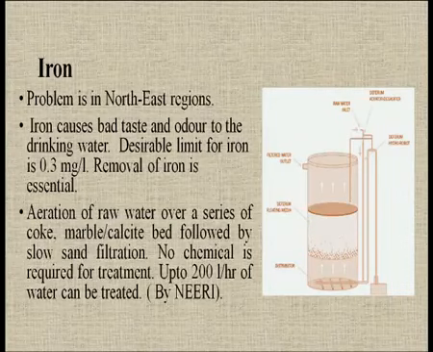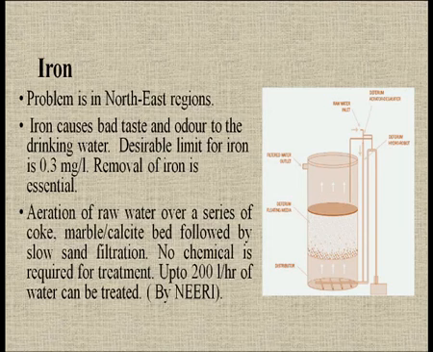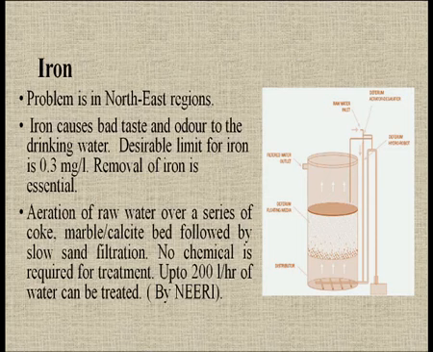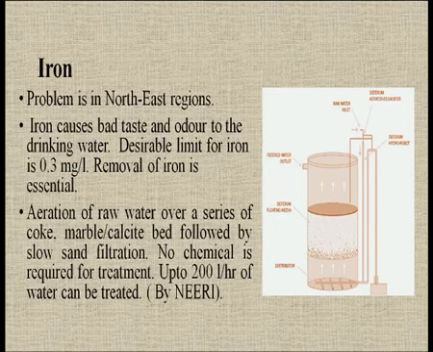Now, iron. Iron is mostly present in the northeast region. Iron causes bad taste and odor in drinking water. The desirable limit is 0.3 mg per liter, so removal of iron is essential. Aeration of raw water over a series of coke, marble, calcite beds followed by slow sand filtration is done. No chemical is required for treatment. Up to 200 liters per hour of water can be treated.